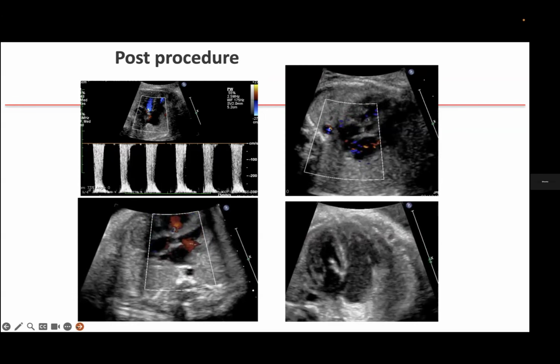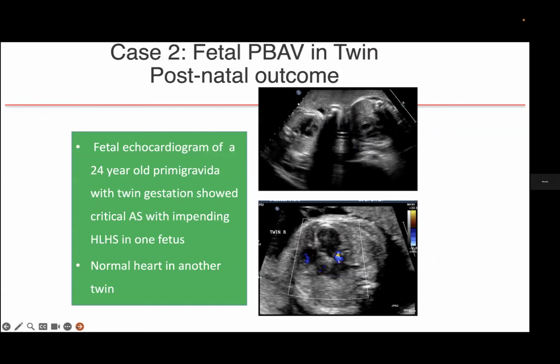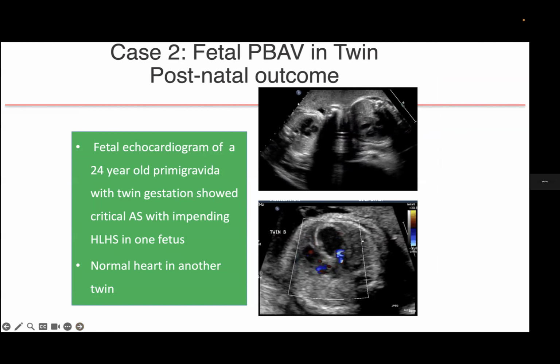So this was our first case of fetal aortic valvulotomy and has done very well. And this child is almost 10 years now and is leading a normal life. Now let's look at this second example. This was actually a twin pregnancy, and the other twin was normal.